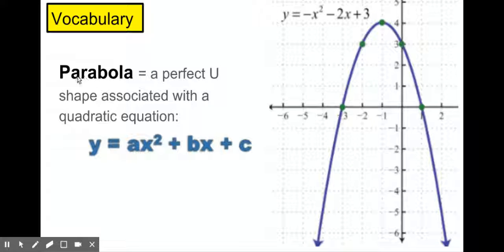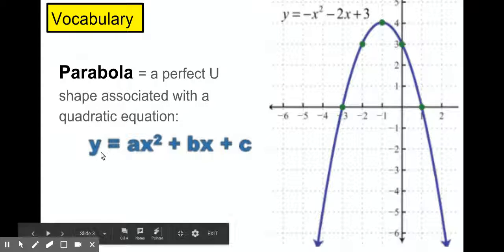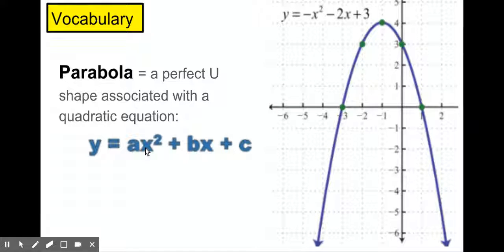So anyway, a parabola is this perfect U shape, and it's associated with quadratic equations. So we're only going to talk about parabolas that come from something that looks like this, something with an x squared in it. Okay, so the degree has to be 2. It can't be 4, 6, 8. It has to be a degree of 2. And that's what this lesson is all about.